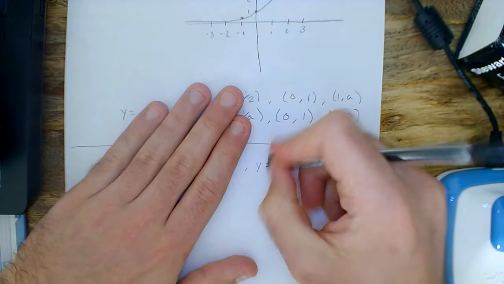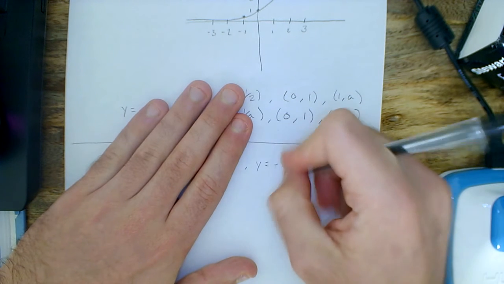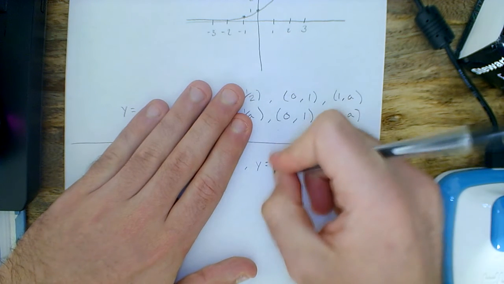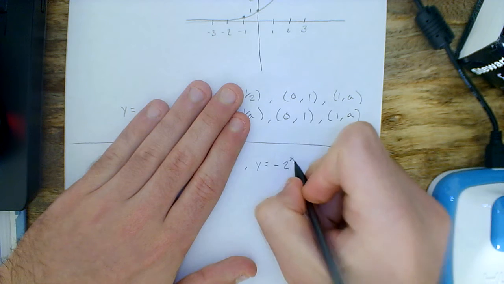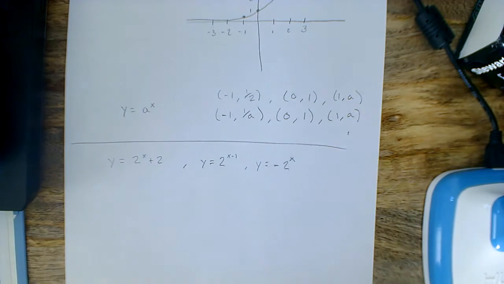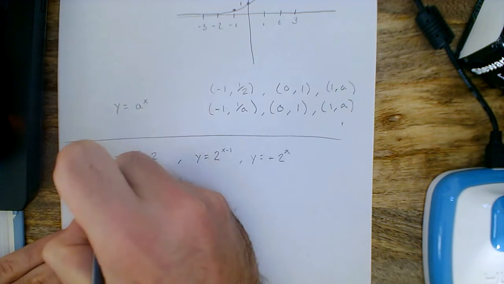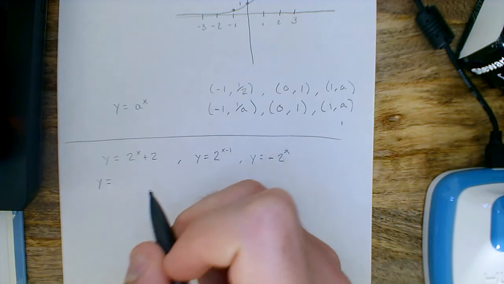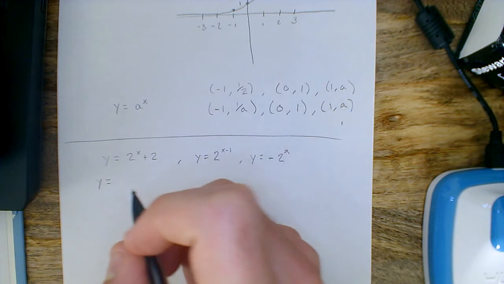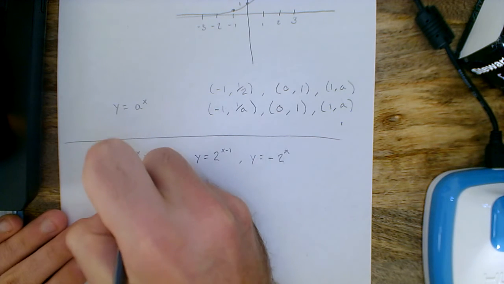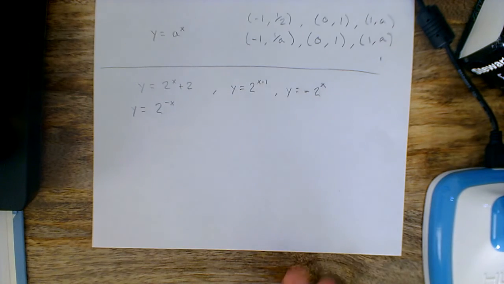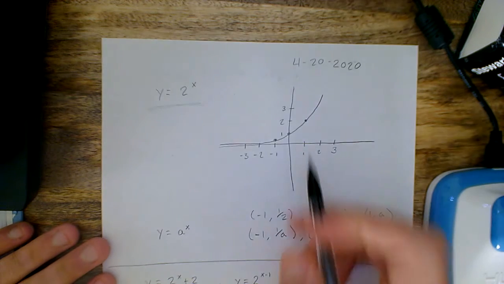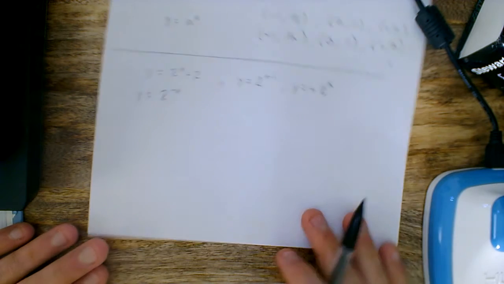Okay, we're talking about when a is positive. When they put a negative out front, outside of the parentheses, it's -2 to the x, which is different. And finally, we're going to learn to graph y equals 2 to the -x, all from using this graph here.